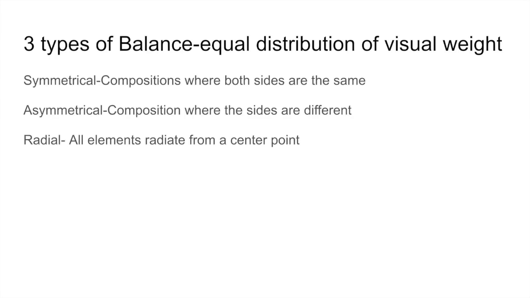One thing I want you to realize is there are three types of balance when you think about two-dimensional art. There's symmetrical balance, where both sides are the same. There's asymmetrical balance, where the visual elements are spread out throughout the piece. And there's radial balance, which is all elements radiate from a center point. Another way to think about radial balance is it's symmetrical no matter how you fold it in half. Both sides are going to match up. I have some examples to help illustrate these points.